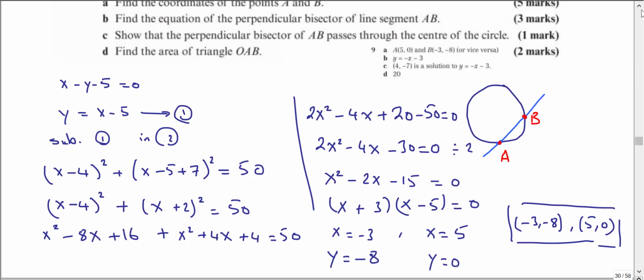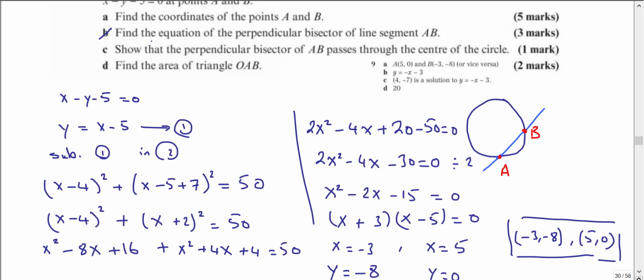Part 2 in the question, this was part 1. Part 2, it says part B, and it says find the equation of the perpendicular bisector to the line AB. So now look here. We have a line AB, a line joining A and B. We want the perpendicular bisector. It's a perpendicular line and it passes through the midpoint. This is the midpoint.